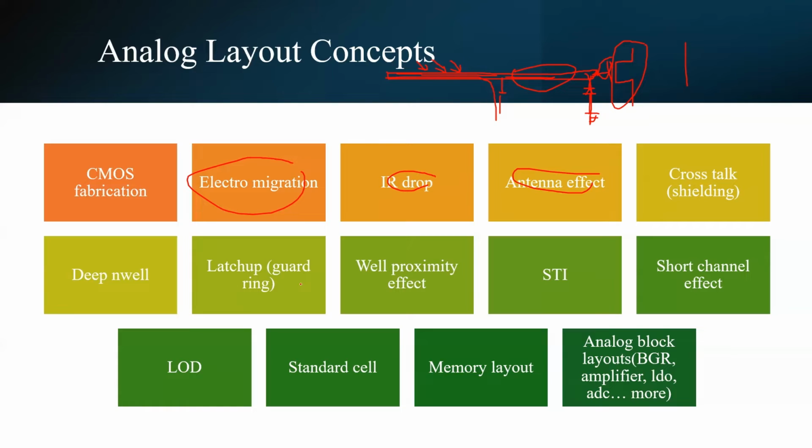Then standard cell layout and memory layout are part of analog layout. Then some blocks we will be taking care of: BGR, amplifier, LDO, ADC, all these kinds of analog blocks. In any of these blocks, these kinds of errors and issues will come, and we have to prevent them.